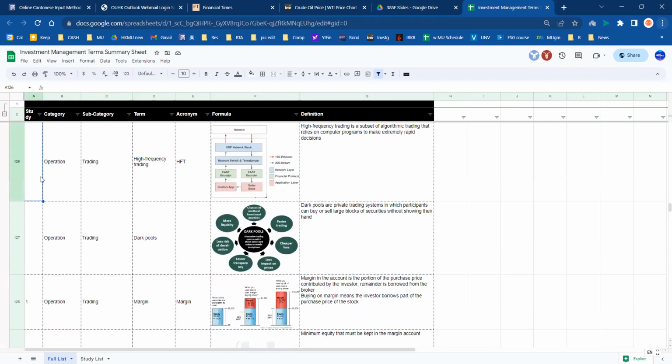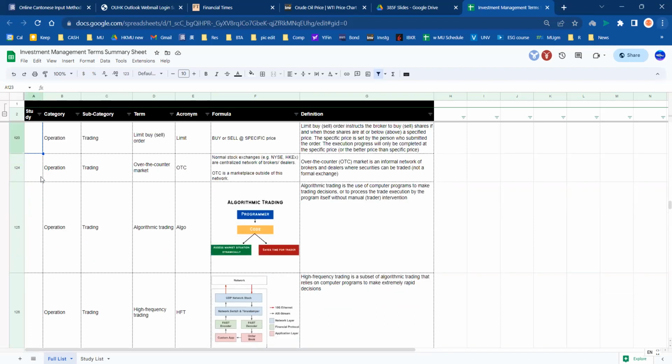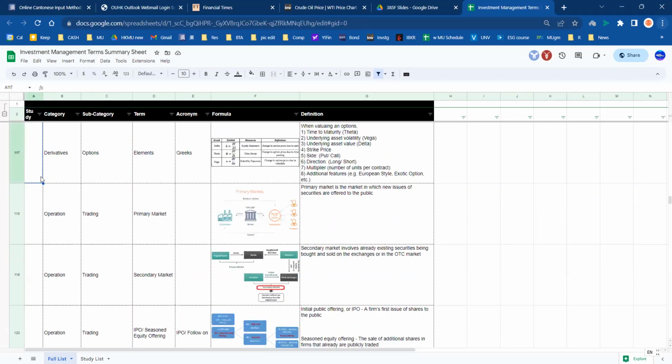So very clear. Do you need to know what dark pool is? No, you don't need to. Do I need to know high frequency trading? No, you don't need that. Algorithmic trading? No, you don't need to understand this. But in case you want to learn more, then of course you're welcome. But no, it will not be in the quiz.